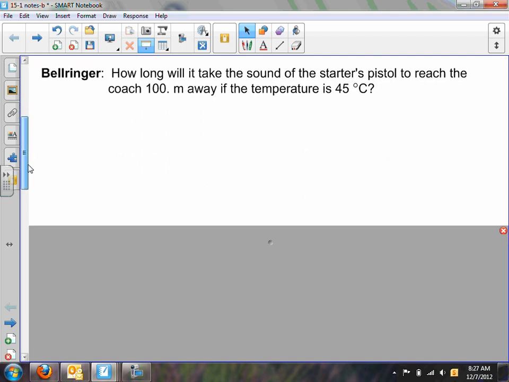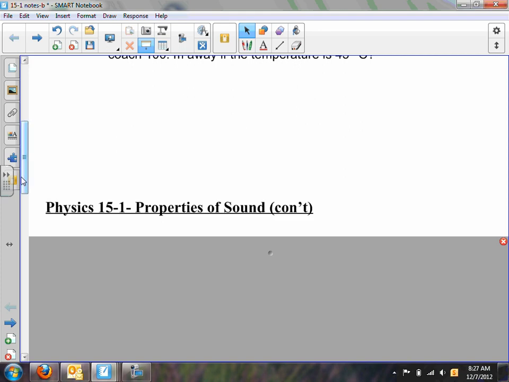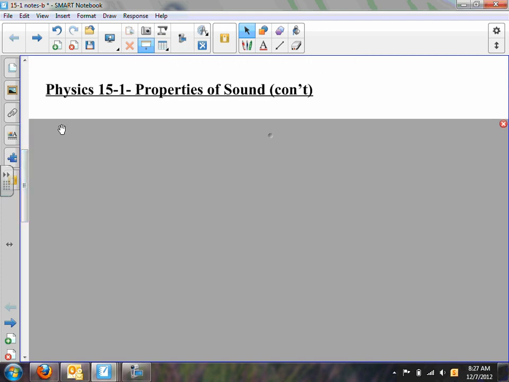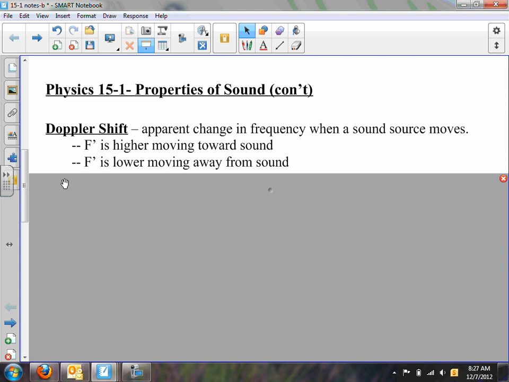Well, let's get to our notes here. 15.1 continued. This will finish up section 15.1. The Doppler shift is the apparent change in frequency when a sound source moves. We know that the frequency comes from the object. Something is emitting a sound, and that object is creating a certain pitch, and that really doesn't change. However, it appears to change when the sound source moves.